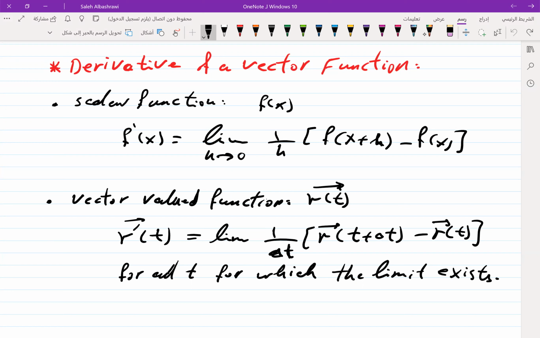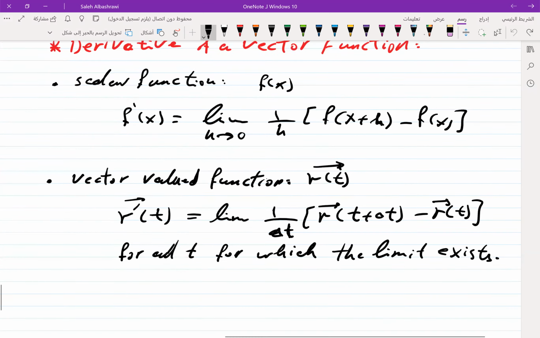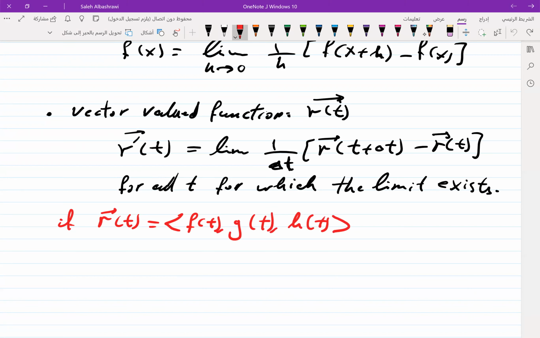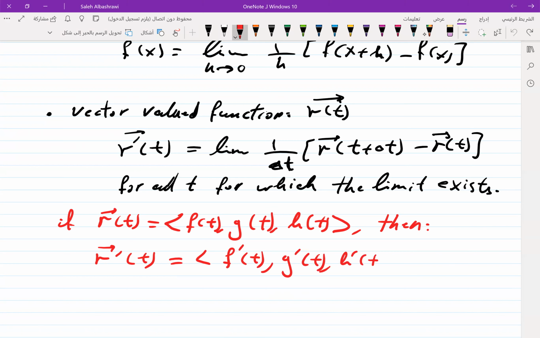So we have to find the derivative of a vector function. It means that we need to find the derivative for each component, which means that if the vector function is given by f of t, g of t, and h of t, then the derivative is equal to the derivative of the components, provided that all the components are differentiable.